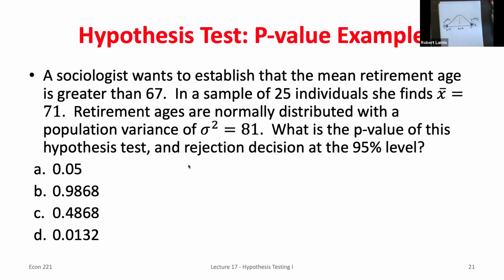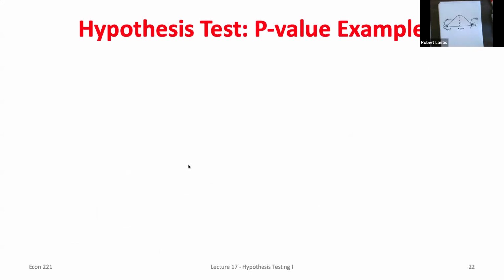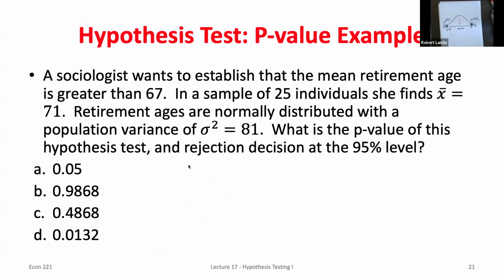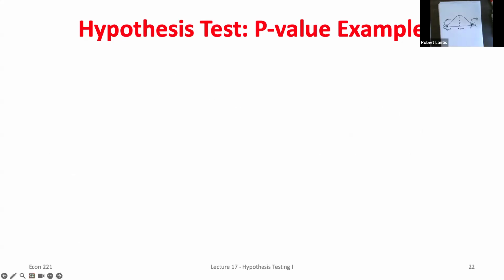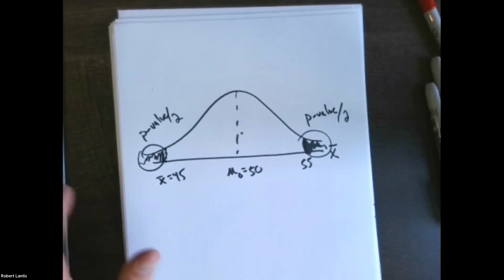So we'll go to that second example I showed you earlier and kind of show a p-value example. So let's say I want to know, is the mean retirement age, oh, actually, no, I didn't do a two-tailed. I did, is it greater than 67, right? I've got 25 individuals. I find a sample mean of 71. Population variance is 81. What is the p-value of this hypothesis test and the rejection decision at the 95% confidence level? Okay. So I'm going to draw this one out. I think I've got it in the slides, but we might as well just work through this one together.